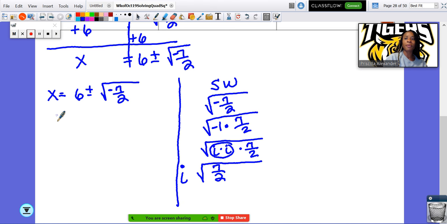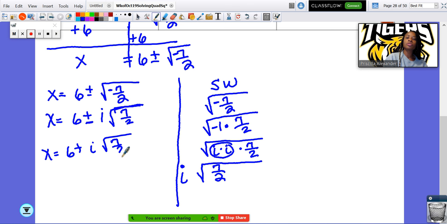So x equals 6 plus or minus i, the square root of 7 over 2. And we're finished. And let me make sure I write that square root over the whole fraction. We are done with that one. Now there's another way you can write this. You can leave it in its condensed form, or you can write it like this. 6 plus i, the square root of 7 over 2, and 6 minus i, the square root of 7 over 2. Or you may see it as you get in college.